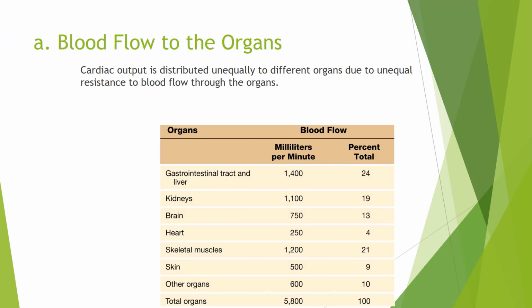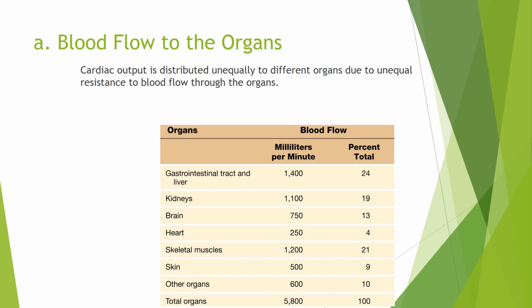The amount of blood that the heart pumps per minute is equal to the rate of venous return and therefore is equal to the rate of blood flow through the entire circulation. Well, the cardiac output, which again is between 5 to 6 liters per minute, is distributed unequally to different organs because of differences in resistance and flow to those organs.